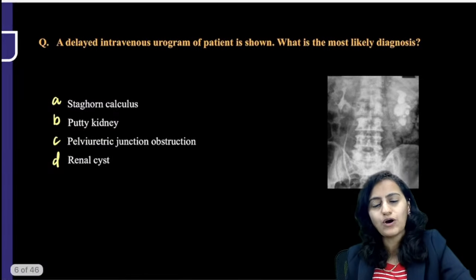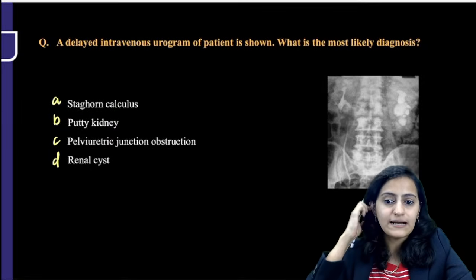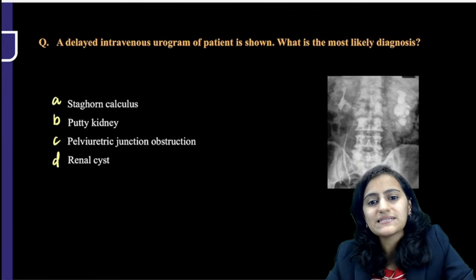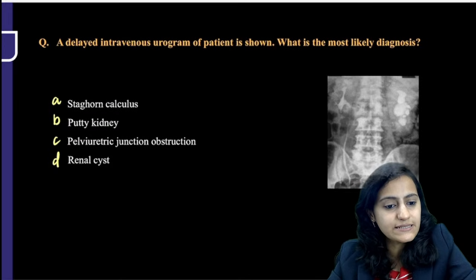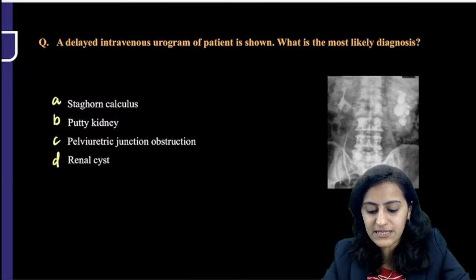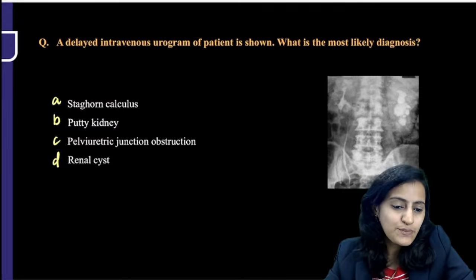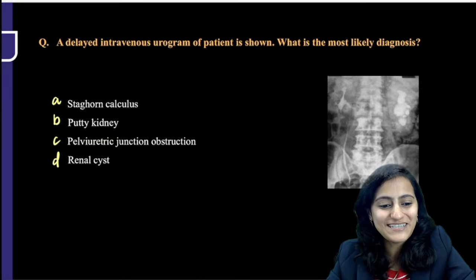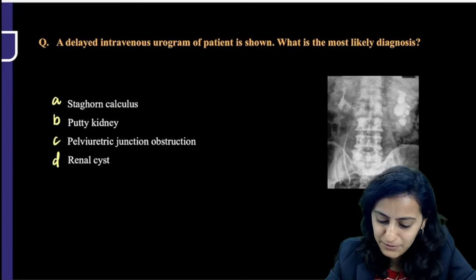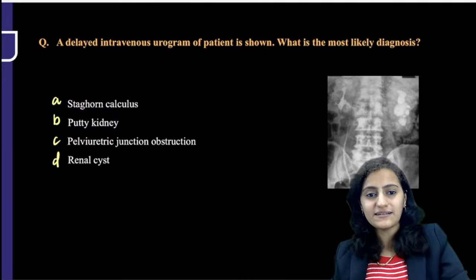All right, let's go on to the next question now. What do you think is the answer to this one? A delayed IVU of a patient is shown. What is the most likely diagnosis in this patient? Is it Staghorn calculus? Is it putty kidney? Is it PUJ obstruction? Or is it the renal cyst? So we see a lot of confusion in these options and the answers that I see. Majority of you are getting this right. This is also a recently asked question.